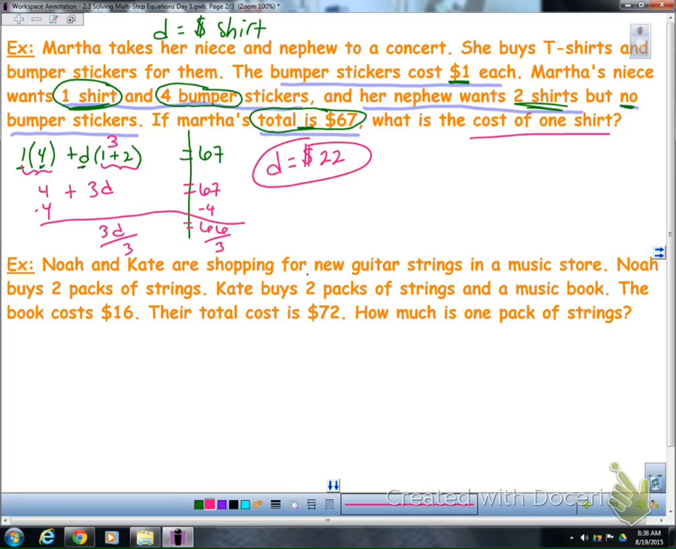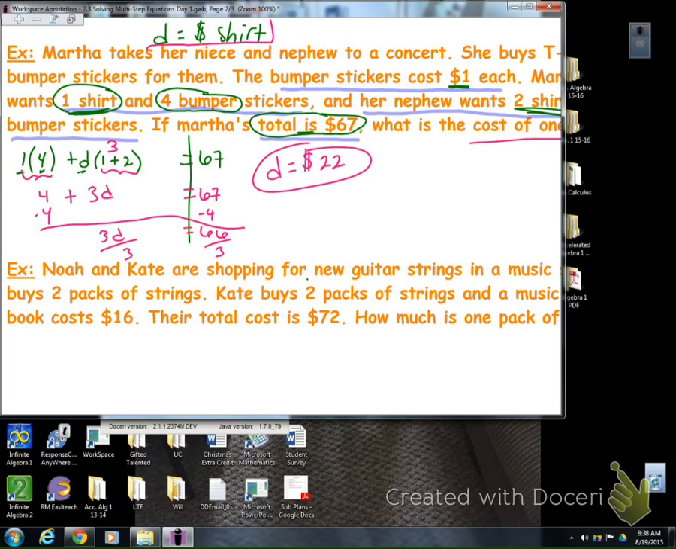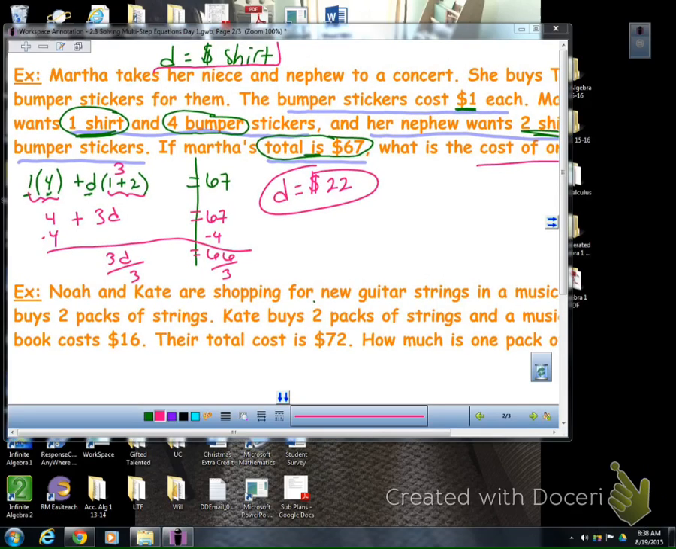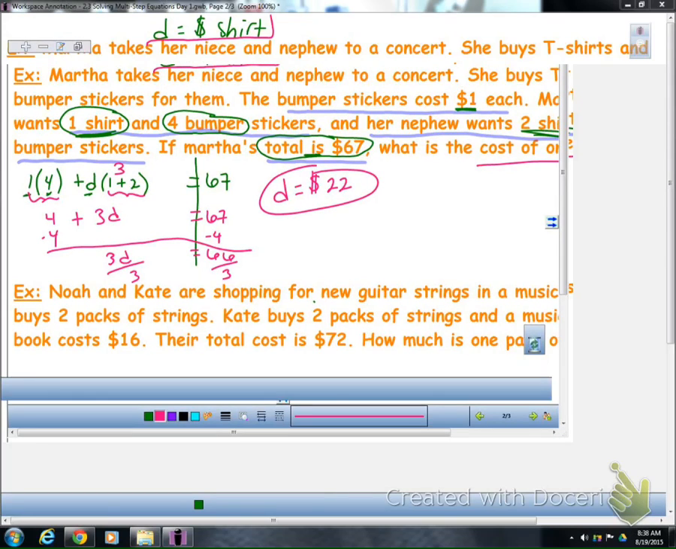Okay, pause the video and take a minute and solve this last example on your own. And make sure you indicate what your variable represents like we did up here: D equals the cost of a shirt. And you can choose whatever variable you want. Just make sure you indicate what it's going to represent.